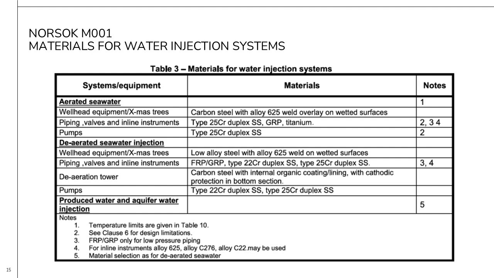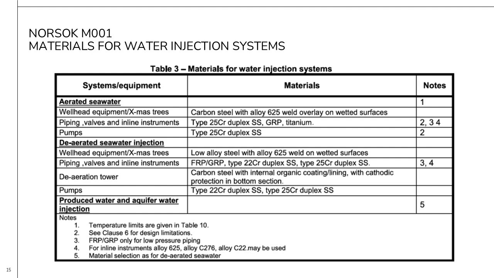For wellhead equipment and XMAS trees, carbon steel with an alloy 625 weld overlay is used on wetted surfaces for enhanced corrosion resistance. Piping, valves, and inline instruments typically use Type 25CR duplex stainless steel, GRP, or titanium. These materials provide strength and corrosion protection. Pumps are made from Type 25CR duplex stainless steel. Please note the associated references. Notes 1, 2, 3, and 4 provide additional design and material considerations.